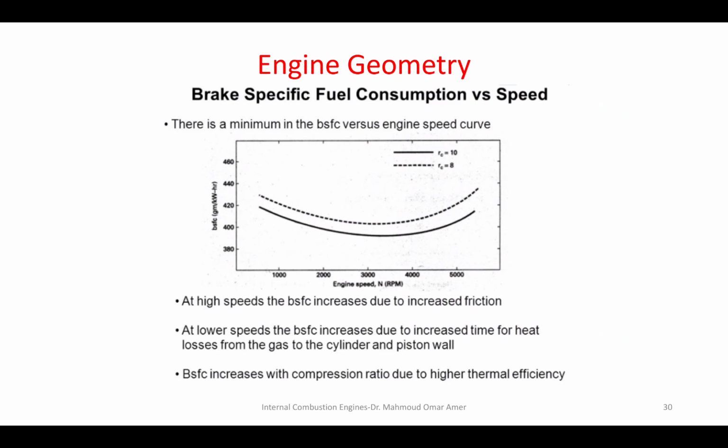Of course, there's another factor that controls the brake specific fuel consumption, which is the compression ratio. We mentioned earlier, how do I get a better efficiency and better power? I said you can increase the compression ratio. So as you increase the compression ratio, the specific fuel consumption decreases, which is an indication of a better efficiency. Okay?